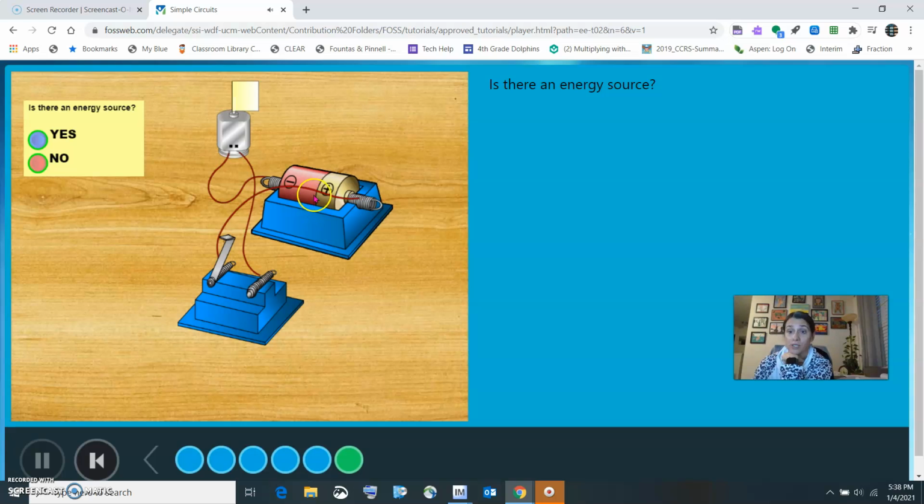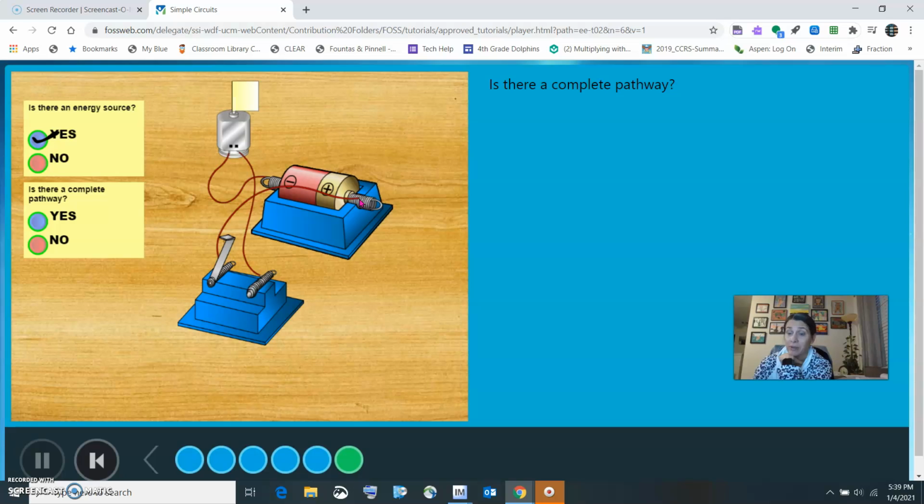All right, this is our last one, number 5. Is there an energy source? Yes. Is there a complete pathway? Okay, this one's a tricky one. We've got to follow it, so start from your negative. Okay, so it goes through our negative, goes to our motor, goes to the spring, and then comes back through this switch and goes here.